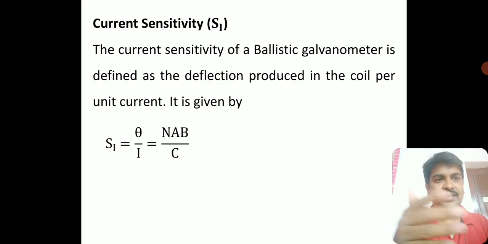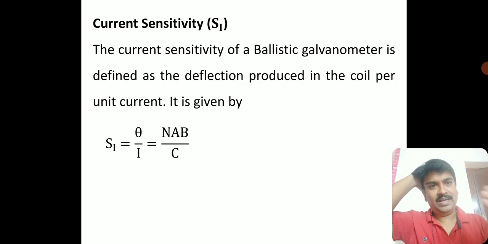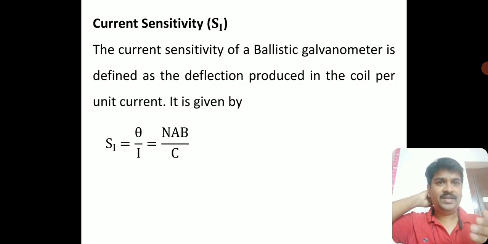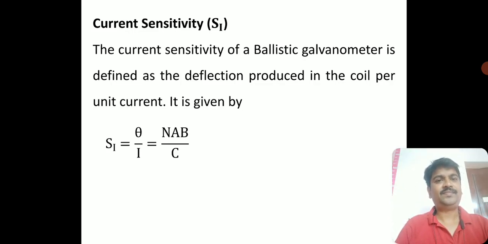If I rearrange the equation which I got when deriving the equation for the charge in the ballistic galvanometer in my previous video, it will be NAB by C. Theta by I is equal to NAB by C.